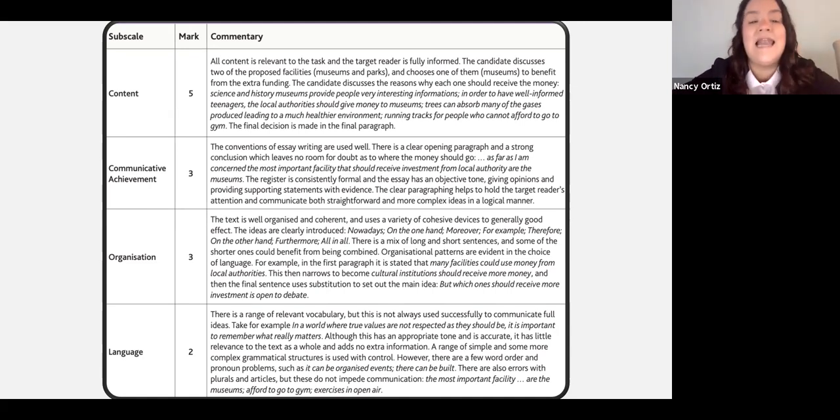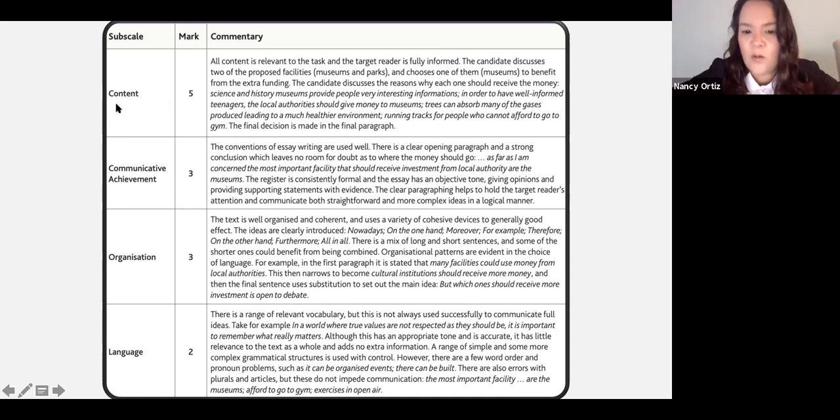Final subscale, language. This is vocabulary. This is probably one of the most important parts for your grade. And this is what is going to define if you're given a B2, a B2 plus, or a C1, okay? Check. There is a range of relevant vocabulary. Now, this is why the person got a 2. But this is not always used successfully to communicate full ideas.